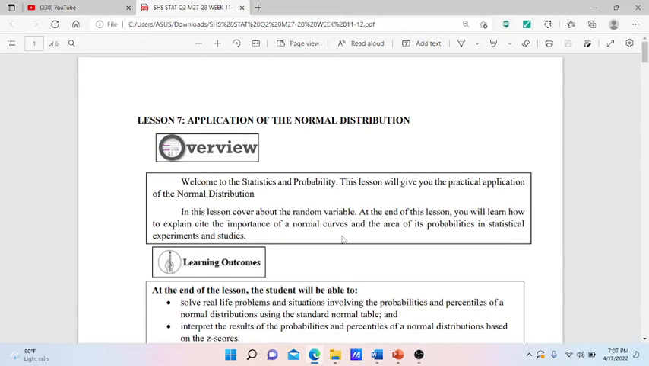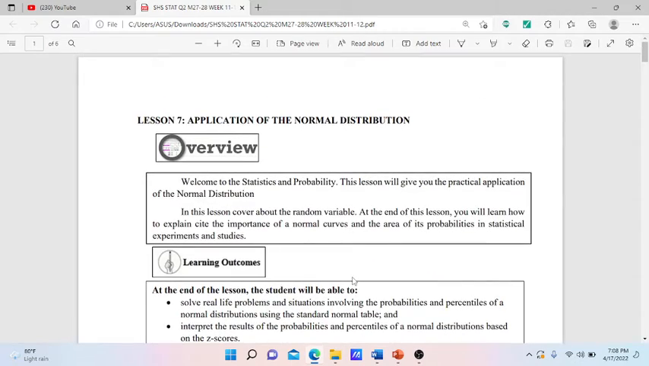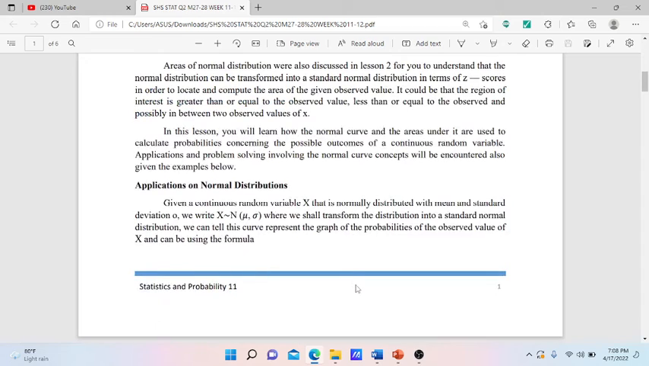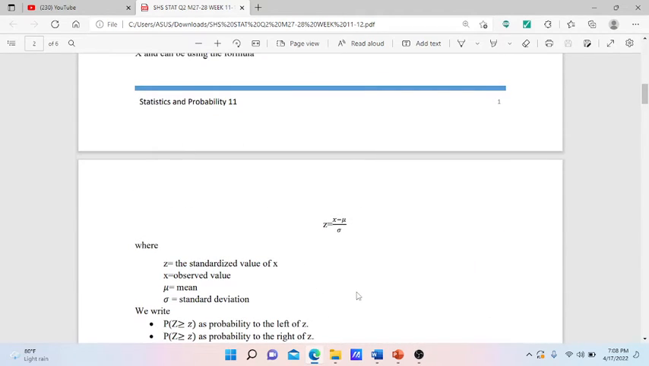Okay, so our topic for this evening is all about the application of the normal distribution. It's more of a real-life application, this topic of ours, involving the normal distribution. So let's discuss it right away to make it easier.